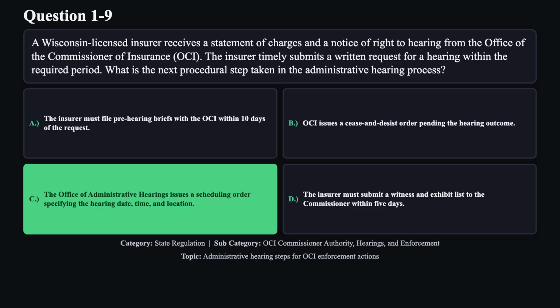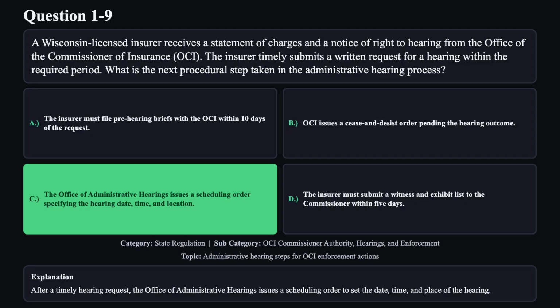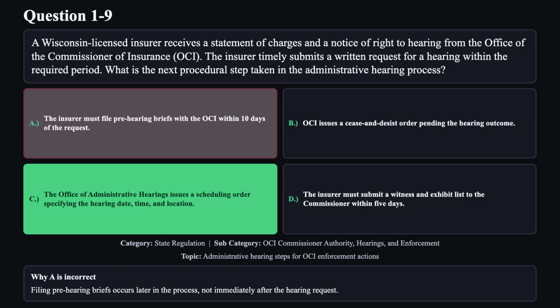The correct answer is C. After a timely hearing request, the Office of Administrative Hearings issues a scheduling order to set the date, time, and place of the hearing. Reason A is not correct. Filing pre-hearing briefs occurs later in the process, not immediately after the hearing request.